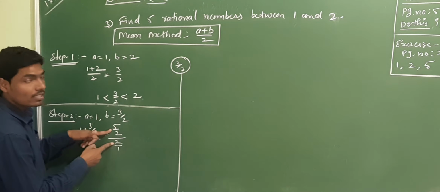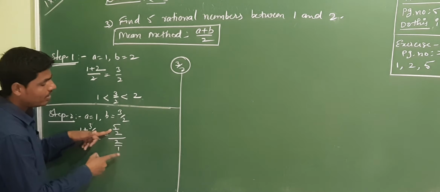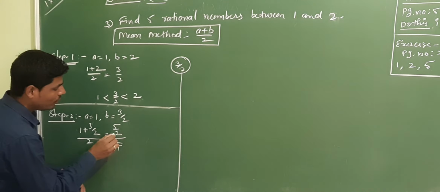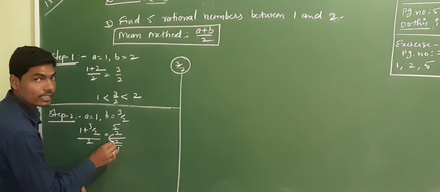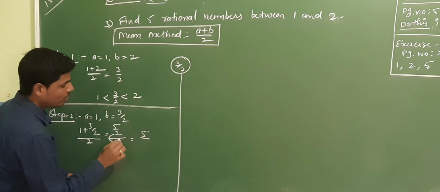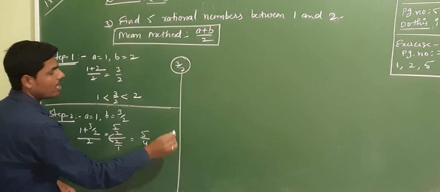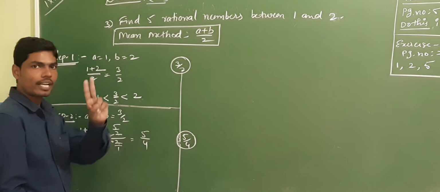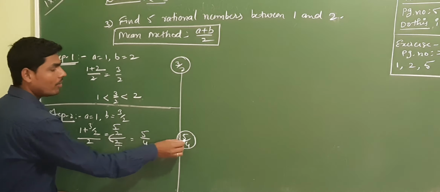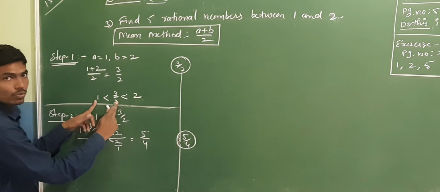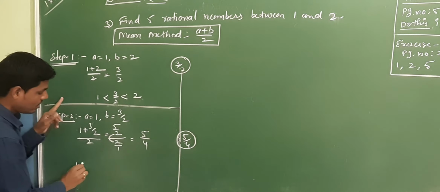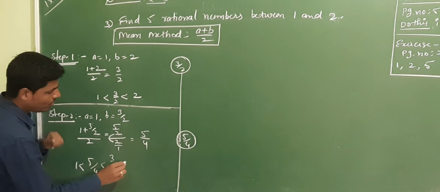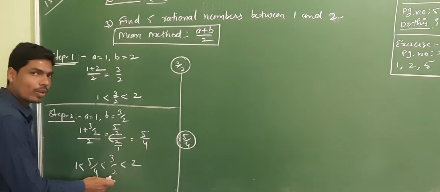So like this, a fraction divided by another fraction, the lower fraction will be reversed. That means these two will be multiplied. That is 5 by 2 times 2, 4. Yes, we got 5 by 4, the second required rational number. Now it is in between these two. Am I right? Yes. 1 is less than 5 by 4, less than 3 by 2, less than 2. We got two rational numbers.